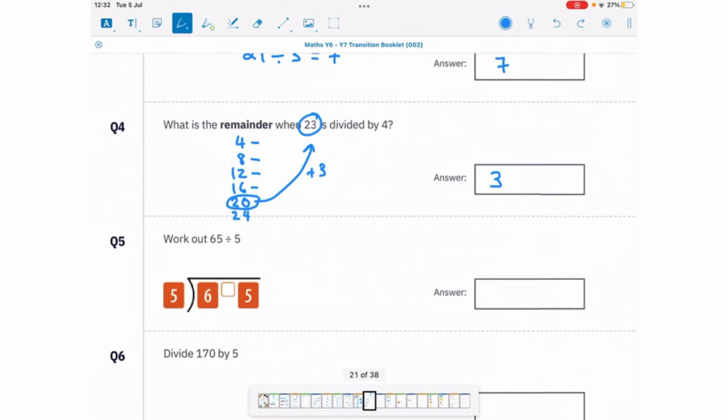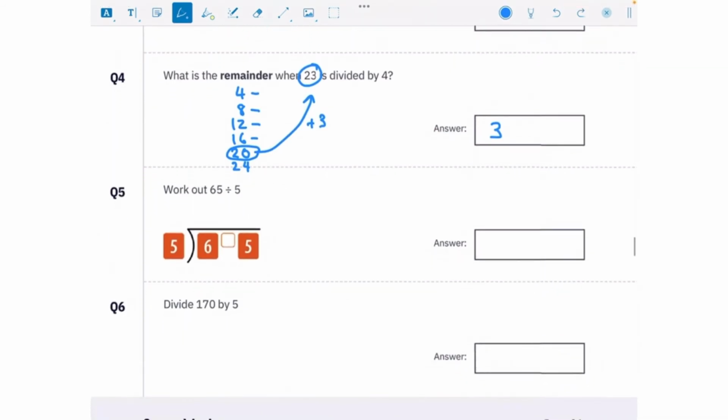So here we can see that it's been laid out in the bus stop method for us, or short division you might know it as. 65 divided by 5. So we need to ask ourselves, how many 5s fit into 6? How many times can it fit in a whole number of times? Well, it only fits in once, and we have 1 left over, so that goes here. And then we look at this as being 15. So how many 5s fit into 15? Well, that would be 3. So our answer is 13.